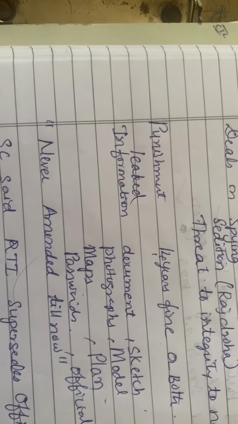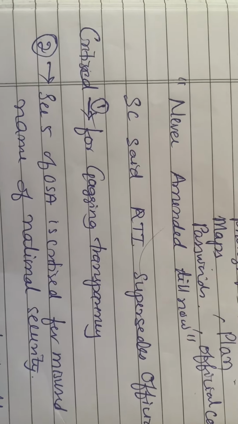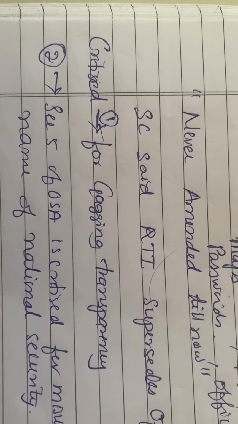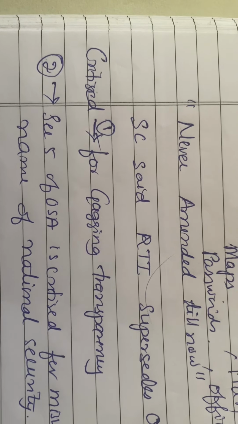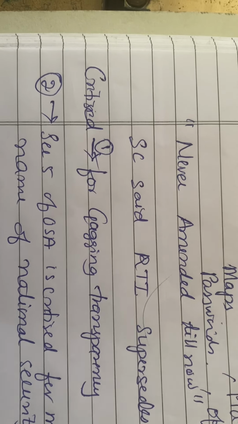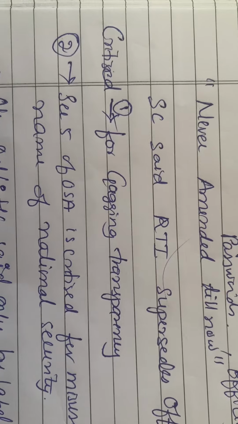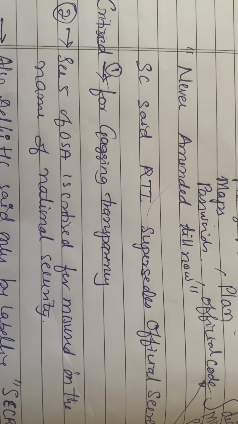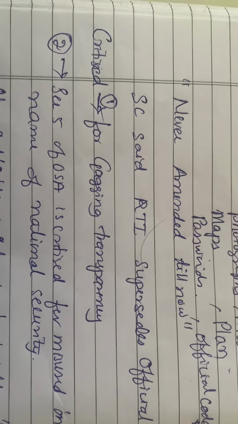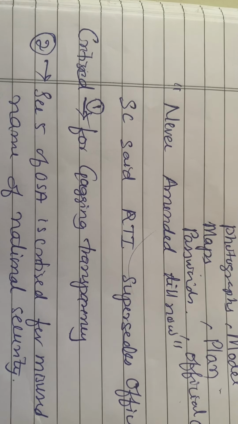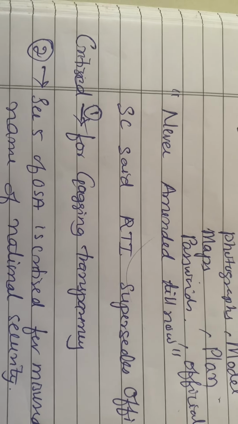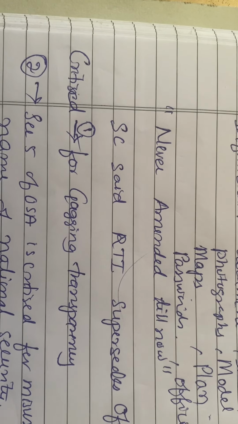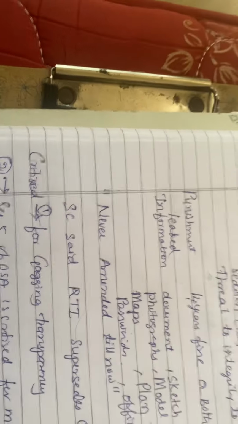There were many criticisms of this act. So let's see what the criticisms were. The first criticism is gagging transparency. As I told you, instead of giving the information to us, they started hiding it, so they started gagging transparency. And section 5 of the Official Secrets Act is criticized for misuse in the name of national security. In the name of national security, they would not reveal the information. If some person asked for information in the interest of the public, they would still say it is not admissible.